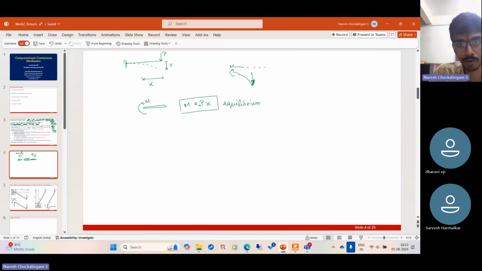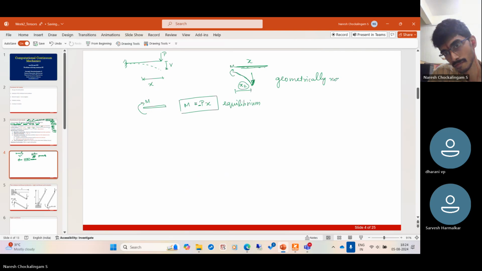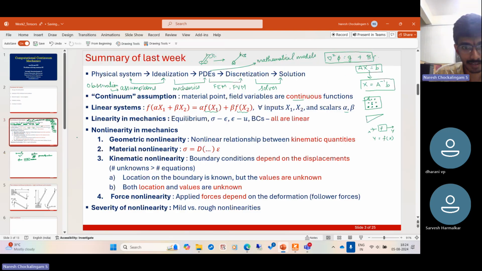You don't really know. So the actual distance x is along the center line of the beam, but the deformed center line is something like this. This distance is something you can call some x2, and x2 is actually a part of the solution. We don't know x2. So if you consider the deformation, it is a geometrically nonlinear problem. Right? So that gives rise to the first nonlinearity, which is geometric nonlinearity.